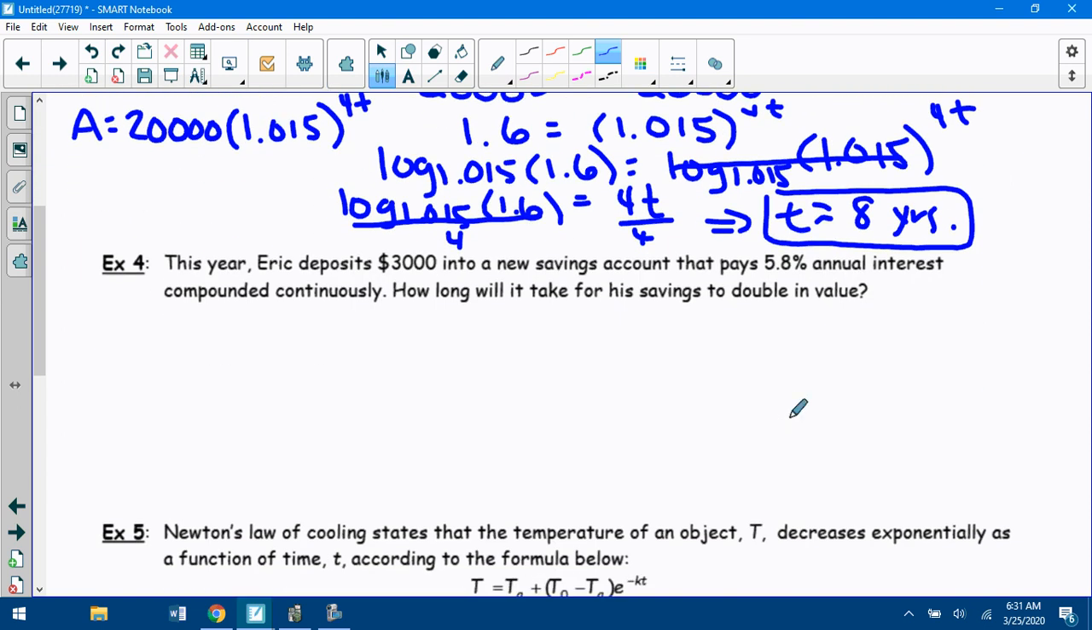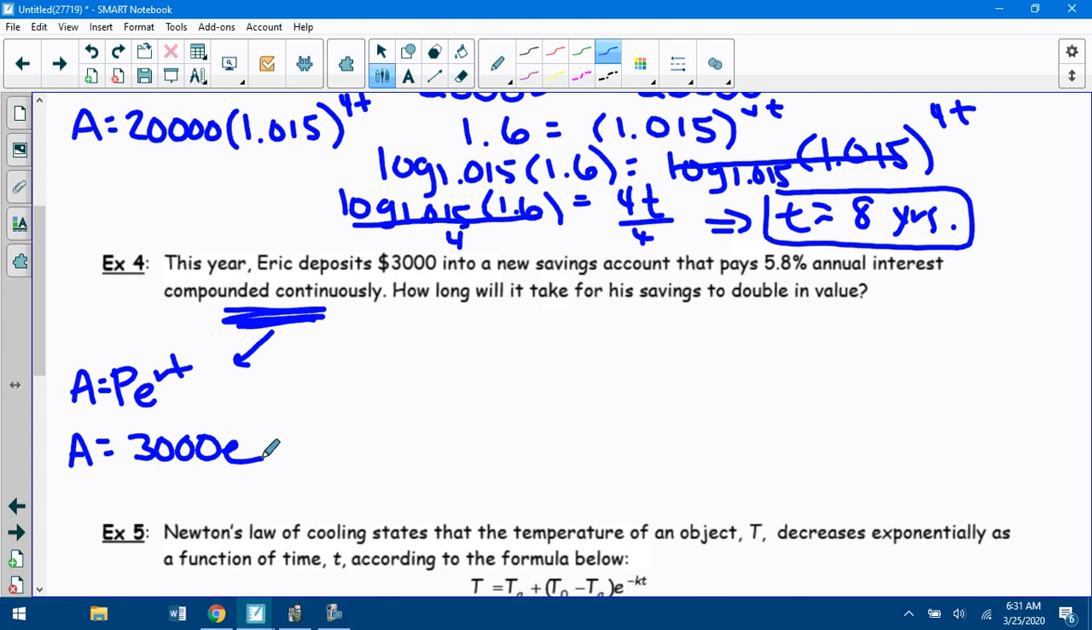Number 4, this year Eric deposits $3,000 in his new savings account that pays 5.8% annual interest compounded continuously. As soon as I read that, what do you know? PERT. How long will it take his savings to double in value? All right, let's make the equation. A equals what out front? Initial amount, so 3,000 times e to the 5.8%, which would be 0.058t.